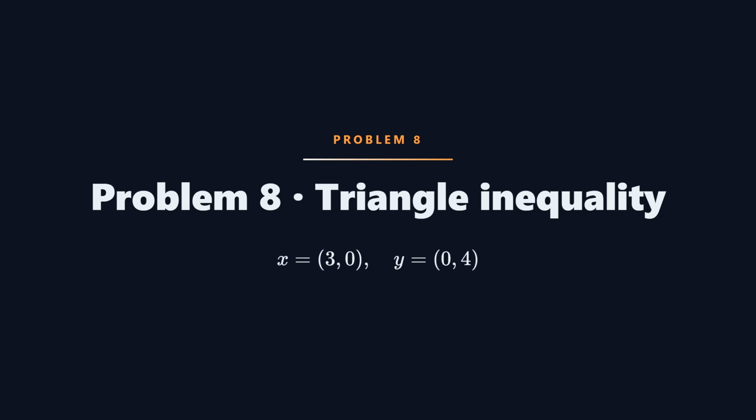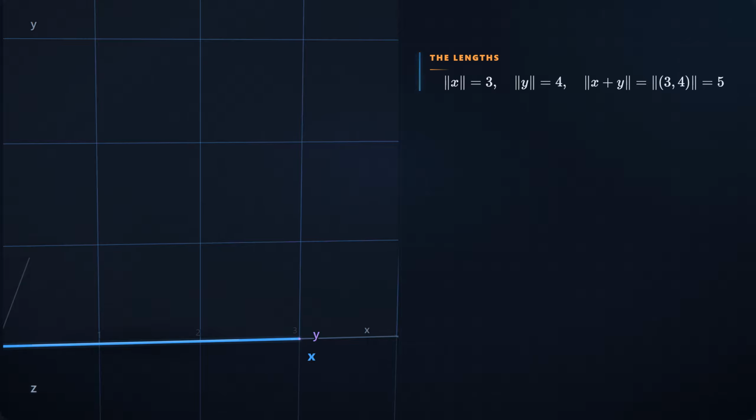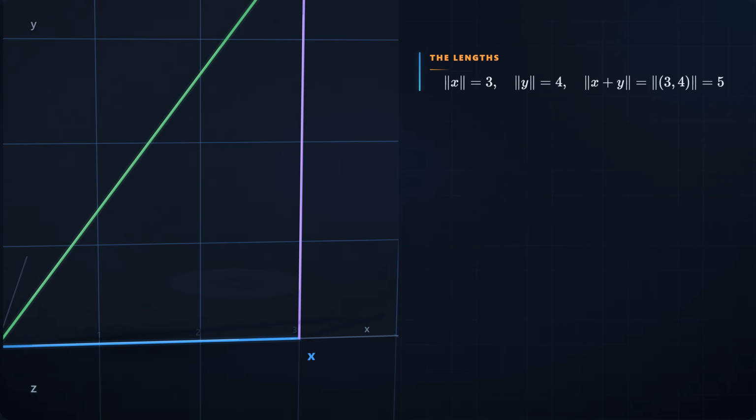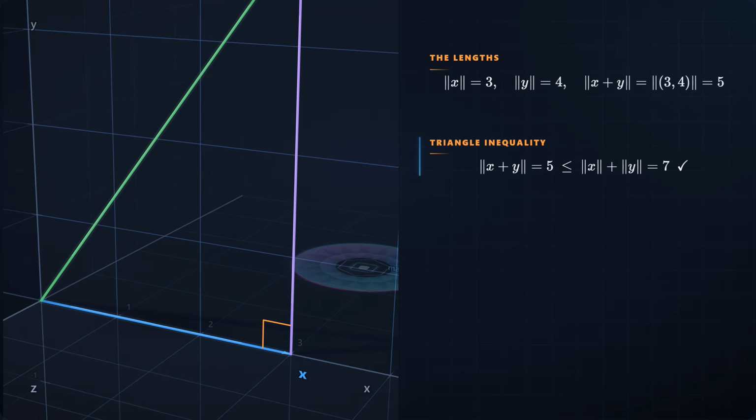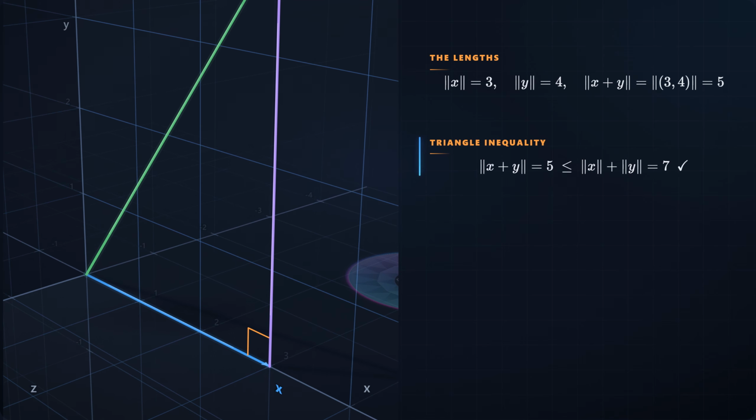Problem 8. The triangle inequality and its lesser-known reverse on concrete vectors. Pause and try. Compute the 3 lengths first. X is 3, y is 4, and their sum, 3, 4 has length 5. Triangle inequality. The length of the sum, 5, is at most the sum of the lengths, 7. It holds, with room to spare, because the 2 vectors point in different directions.